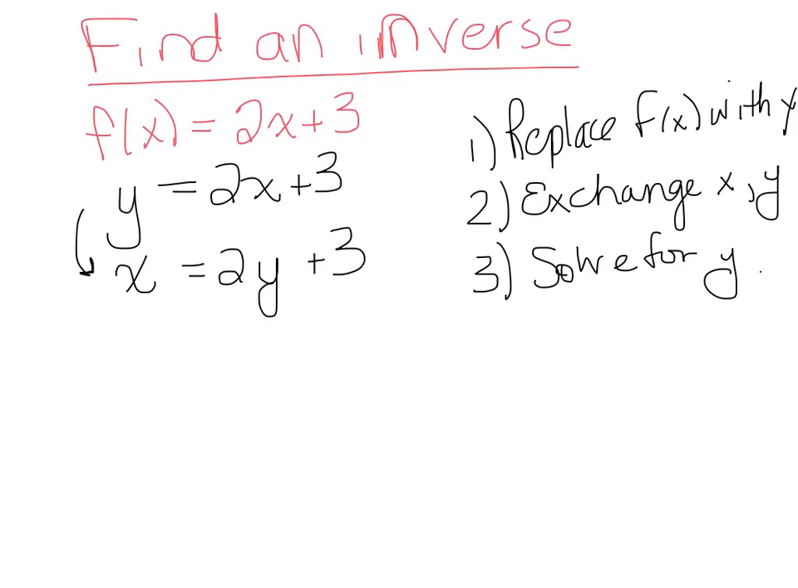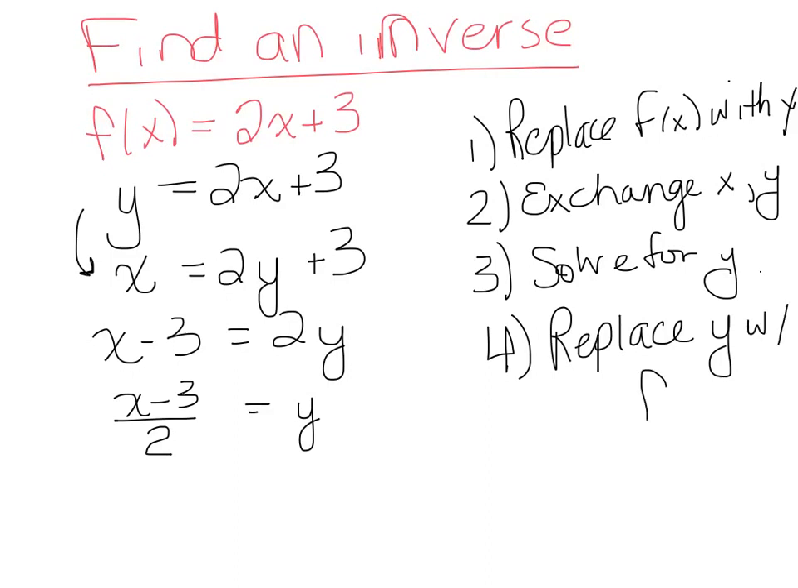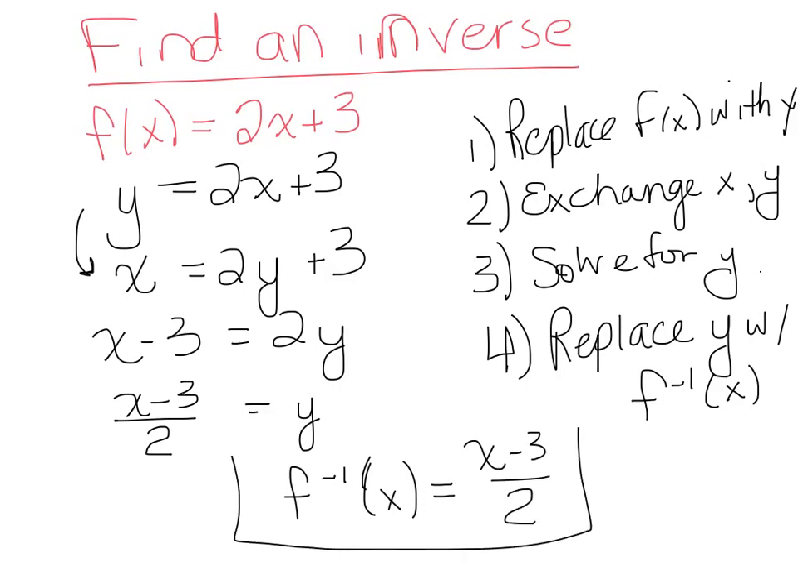So take this and subtract 3 from both sides. And now I have to divide by 2. Y is equal to x minus 3 all divided by 2. And then I'm ready, I've solved for y, I'm ready for the fourth step, which is just a replace again. But this time y gets replaced with f inverse. I have found that inverse function. F inverse of x is equal to x minus 3 all over 2. And we are done and good to go.